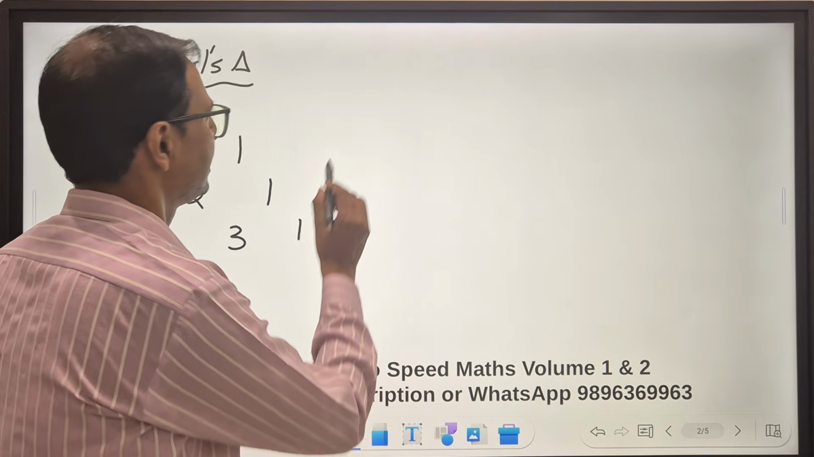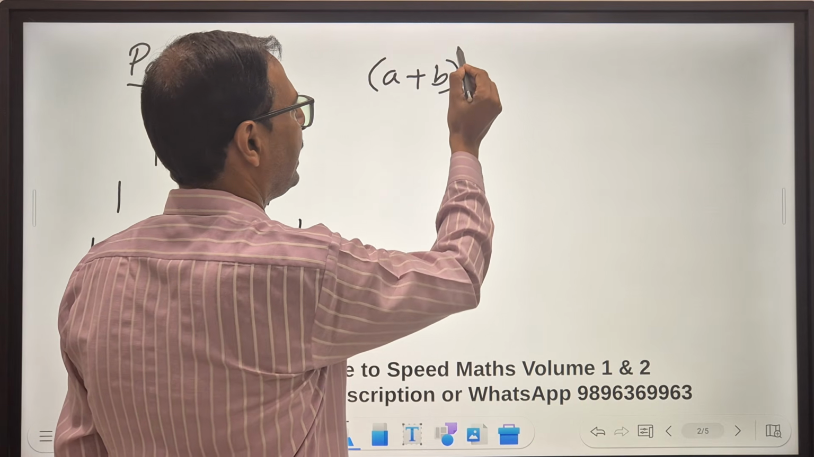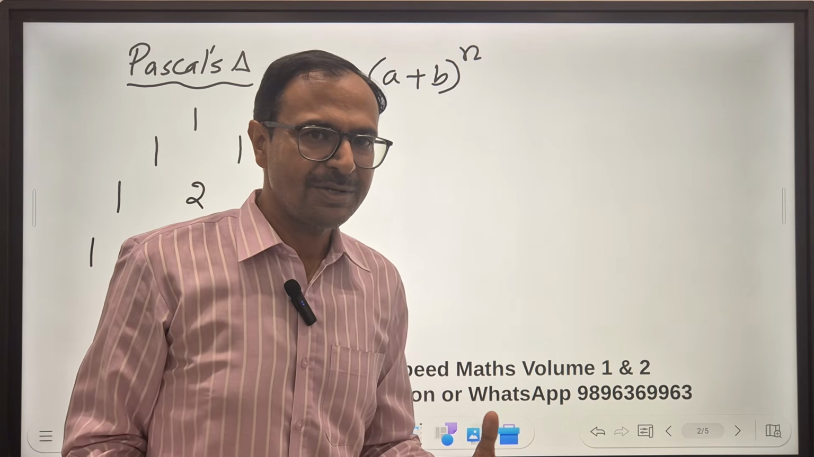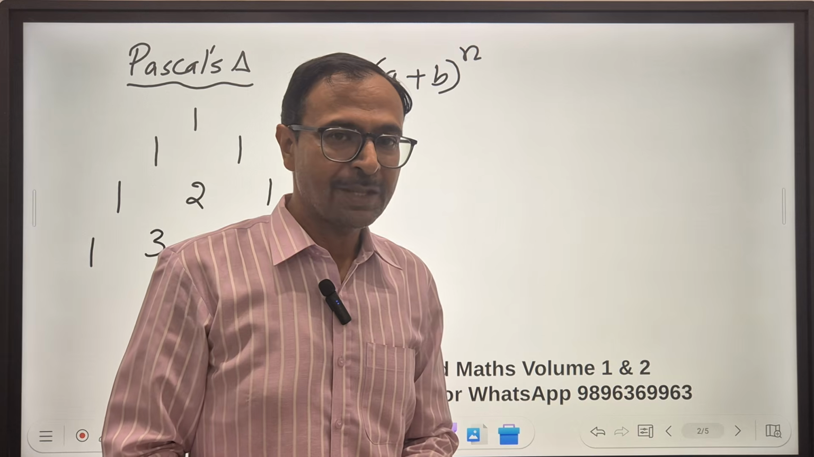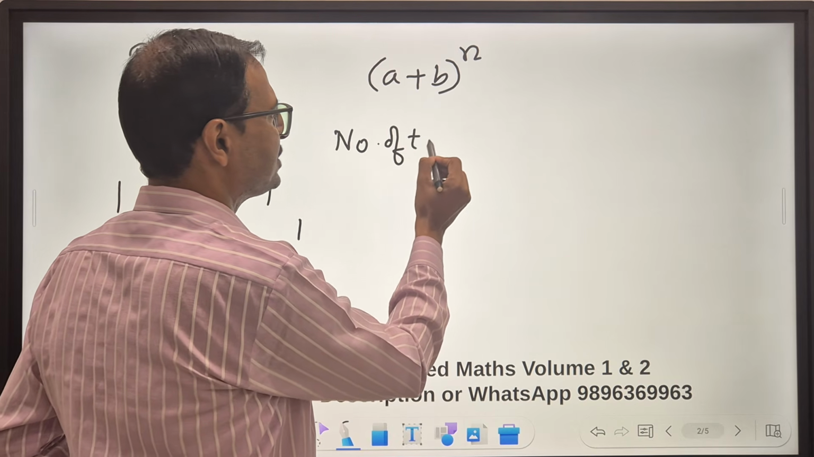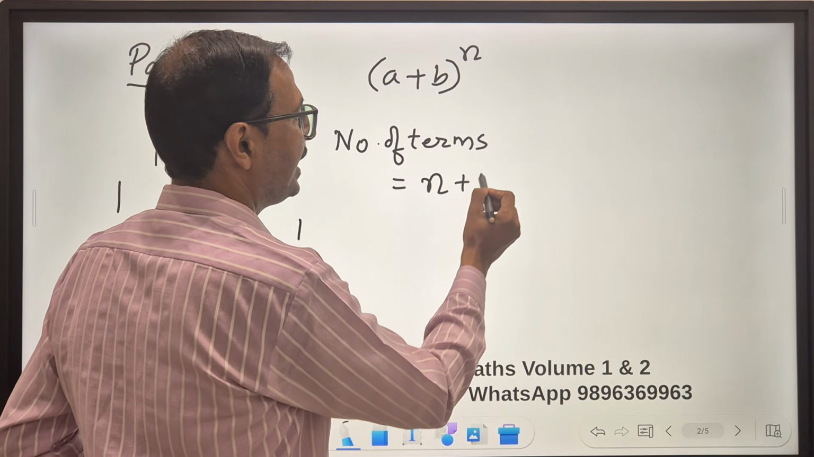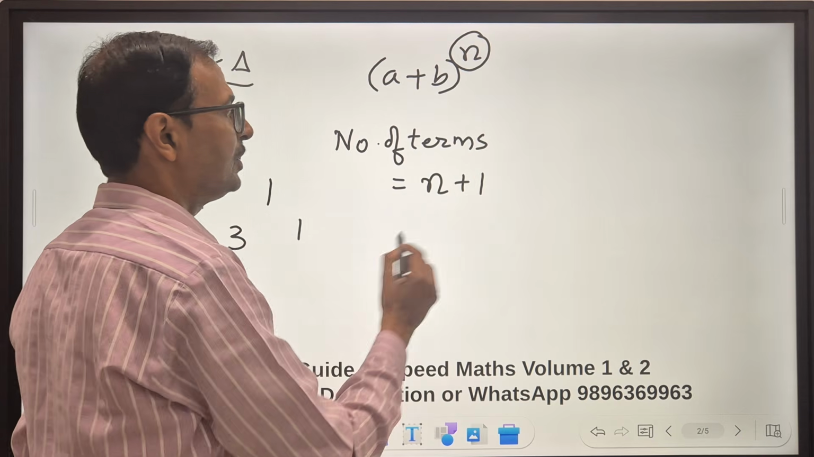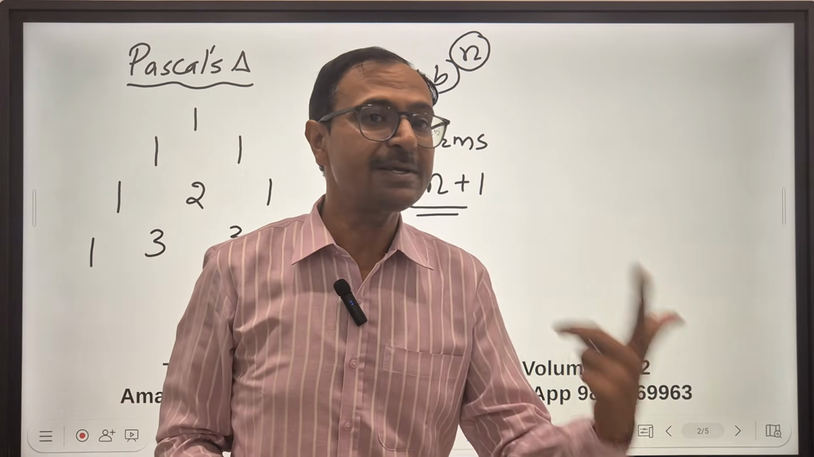The second concept: whenever you are writing (a plus b) whole power n, any expansion, maybe n is 2, 3, 4 or any number, the number of terms of any expansion is always 1 more than the exponent. Here we have n, so the number of terms in this expansion will be n plus 1.